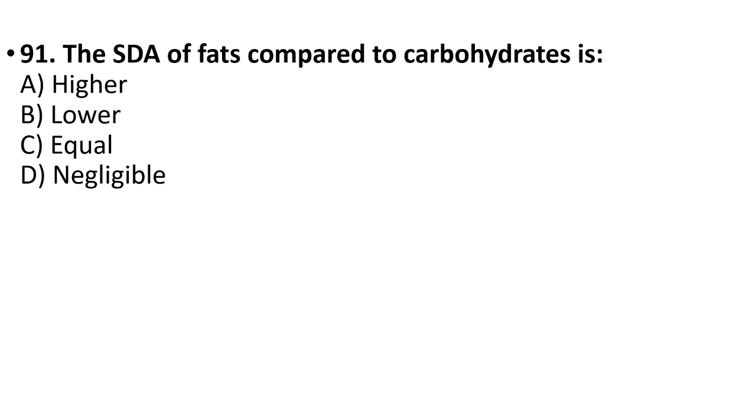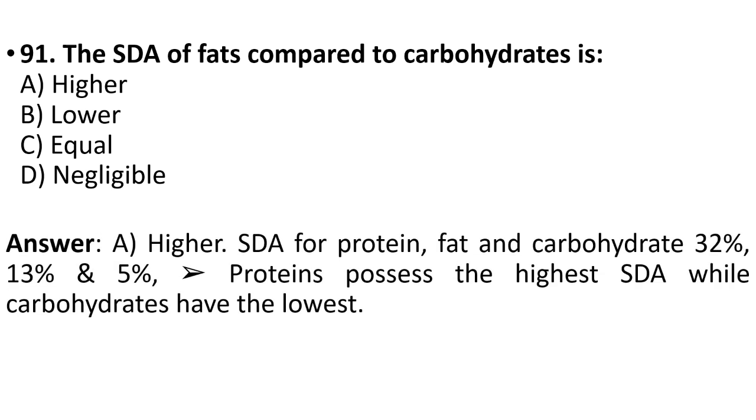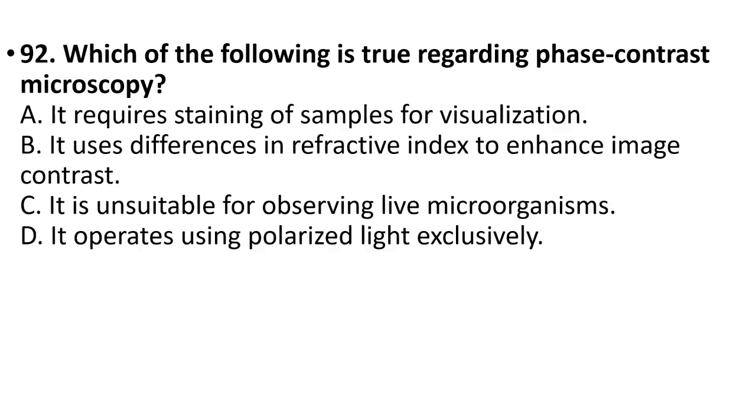91. The SDA of fats compared to carbohydrates is higher, lower, equal, negligible. Your answer is option A, higher. SDA for protein, fat and carbohydrates are 32%, 13% and 5% approximately. Proteins possess the highest SDA while carbohydrates have the lowest.